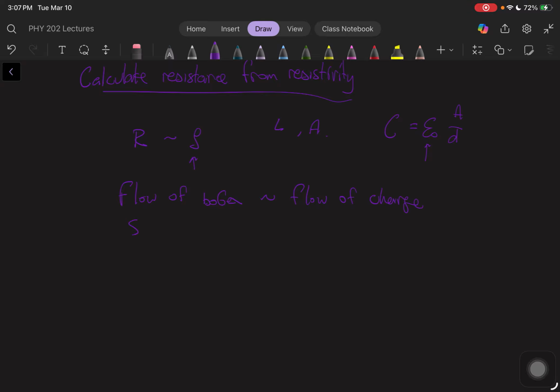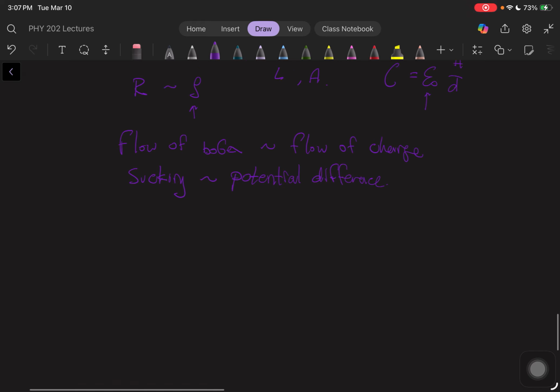and I hate that I have to write this. This is a terrible metaphor. And sucking is going to be like the potential difference. Which, if you think about it, when a vacuum cleaner sucks on something, it is lowering the pressure inside of itself compared to air pressure. So it is like a gradient of pressure versus a gradient of potential that makes things move around. So this is actually a decent metaphor.